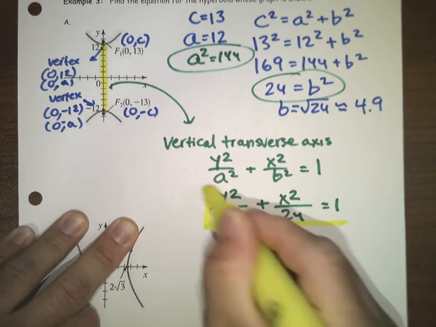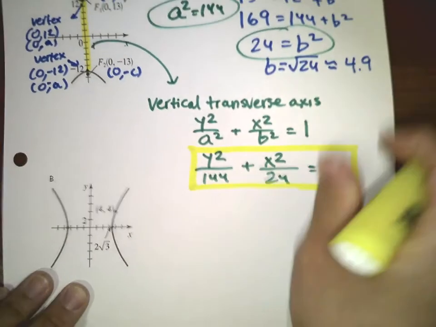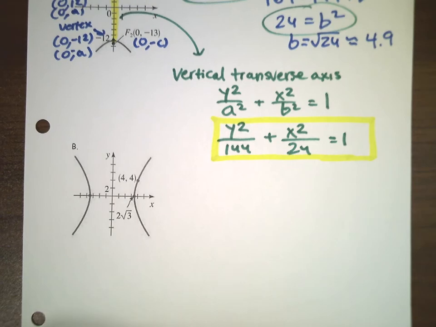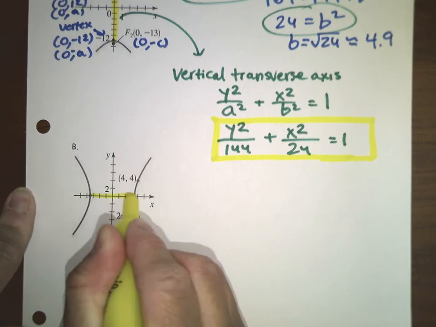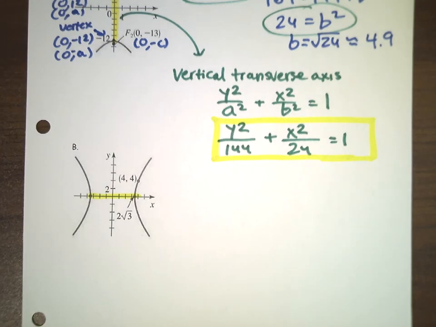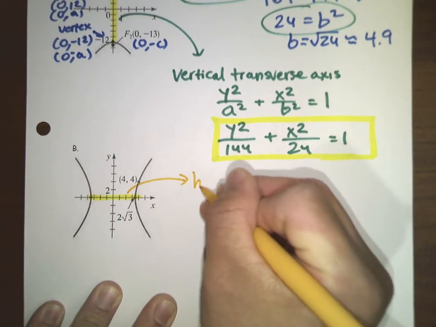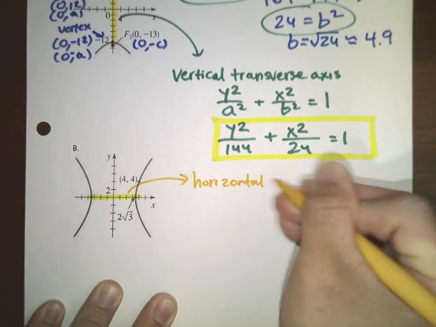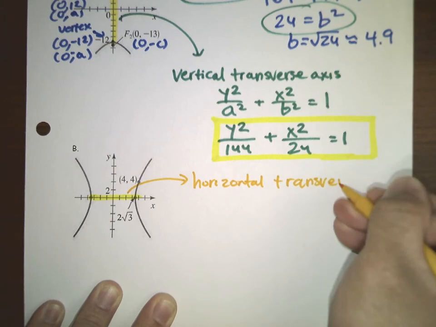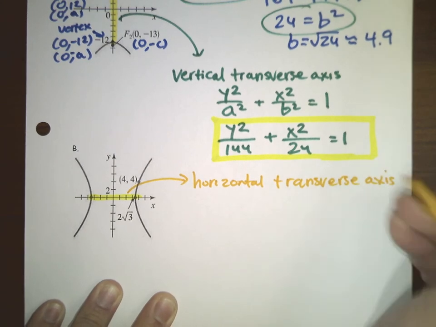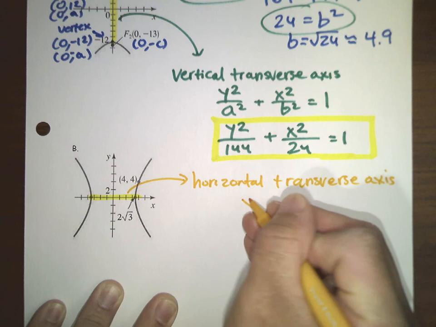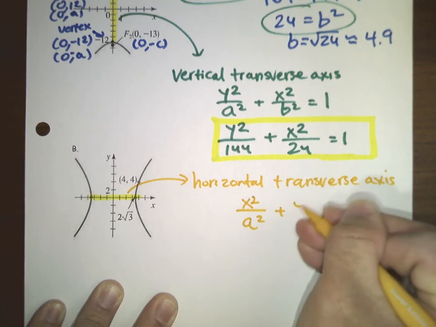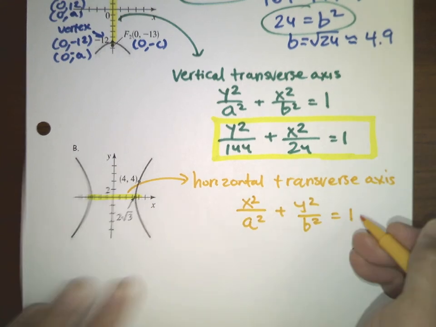All right, so hopefully, again, that isn't too difficult. And then let's try another one here. So here, what do you see? Well, you see the two vertices. So we know that the hyperbola has a horizontal transverse axis, and so that means that the hyperbola is of the form x squared over a squared minus y squared over b squared is equal to 1.